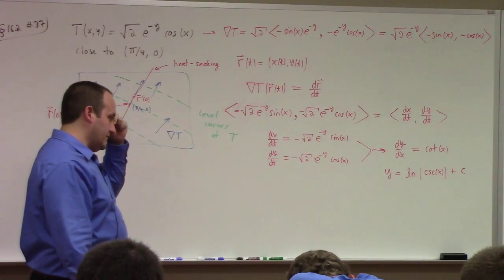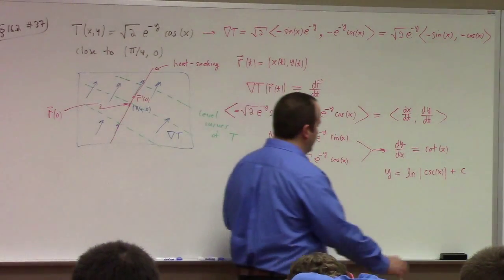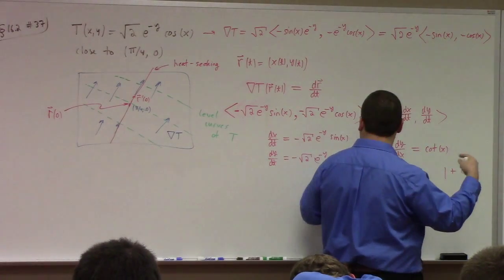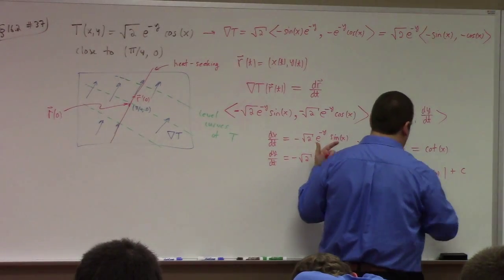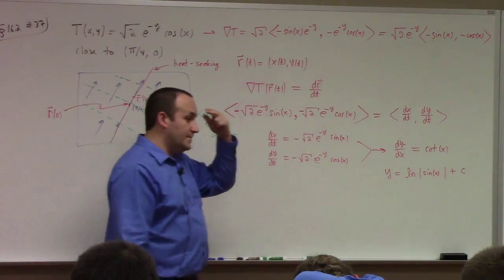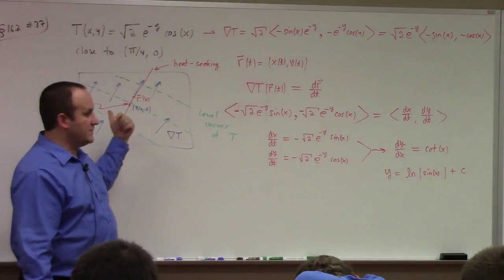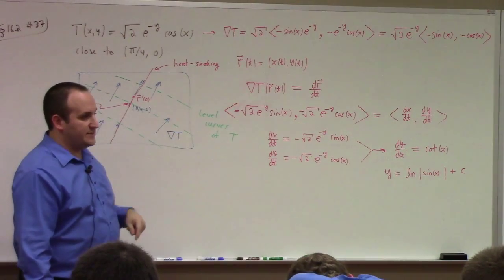I'm trying to think. Not cosecant, excuse me, the integral of cotangent: it's cosine over sine, so it would be like natural log of sine. Something like that, and then I just pick the right value of c. That would give me the equation of the curve, which lines up like this. I eliminated the time by dividing the differential equations.